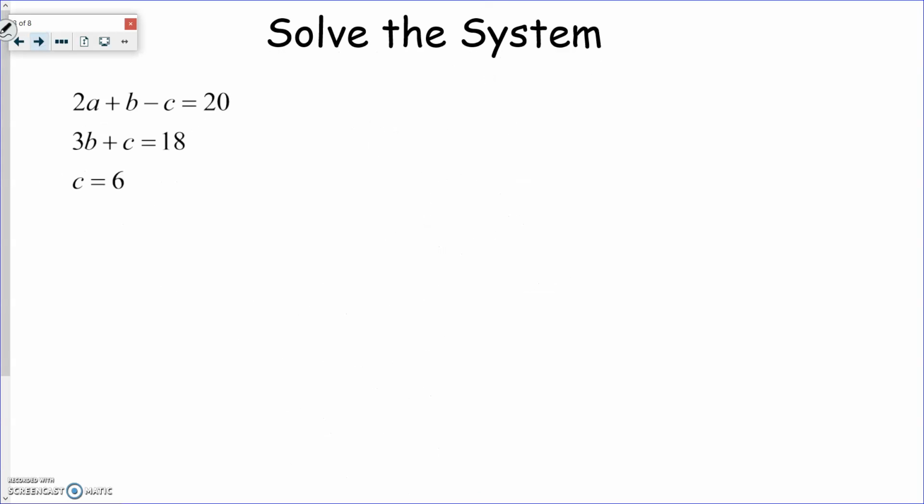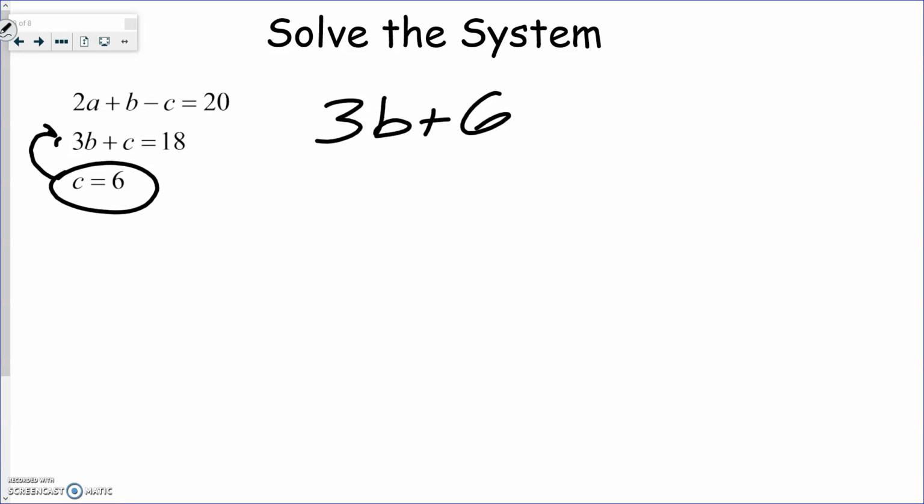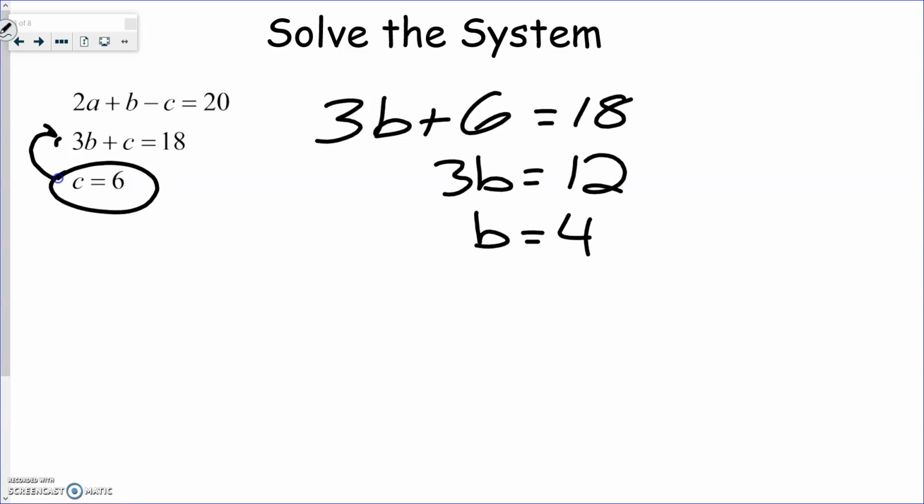So example 2. As you can see, it already gives me c. So there's already one of my answers. I'm going to take c and sub it in to the equation beforehand. It's a ladder, right? So if I do that, 3b plus, well, instead of c, I know c is equal to 6. So I'm going to go ahead and write 6 here, equals 18. Cool. Solve this equation. Subtract 6, so 3b is equal to 12. Last step, divide by 3, so b is 4.